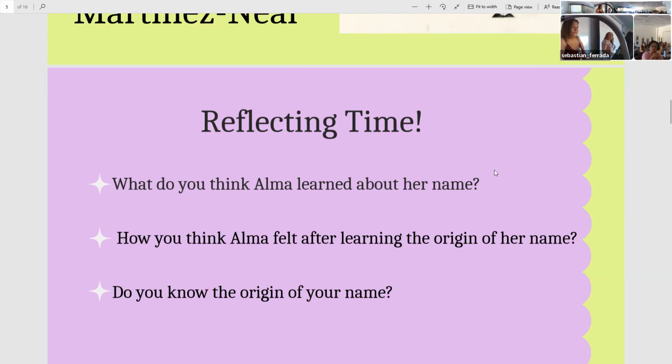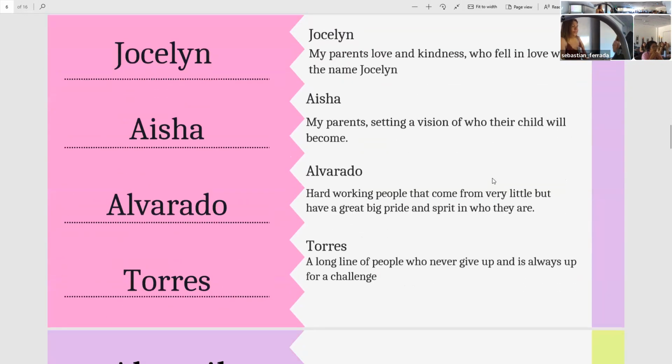Perfect. So now we're going to share the origins of our names and how we got them. We'll start with Jocelyn. So my first name, my parents decided to name me Jocelyn because it came with kindness, and the definition is happy and joyful. I get told a lot that I have a happy, joyful, courageous, and overall contagious personality and laugh. And then my middle name, Aisha, my parents liked the definition because it means life, and they were setting a vision of who they wanted me to become.